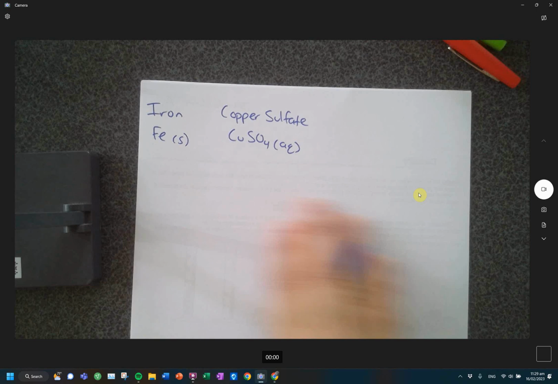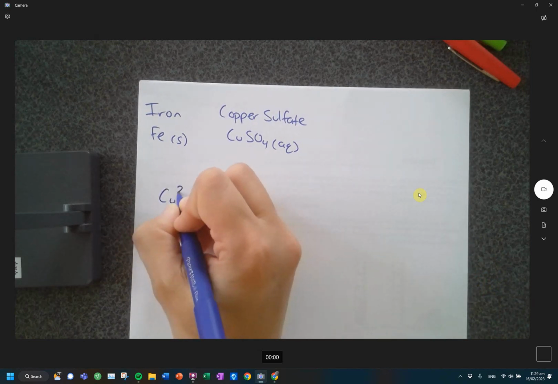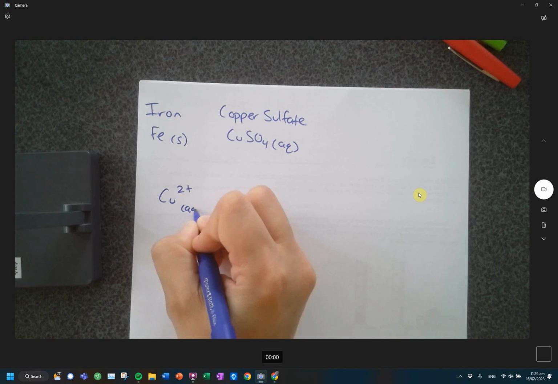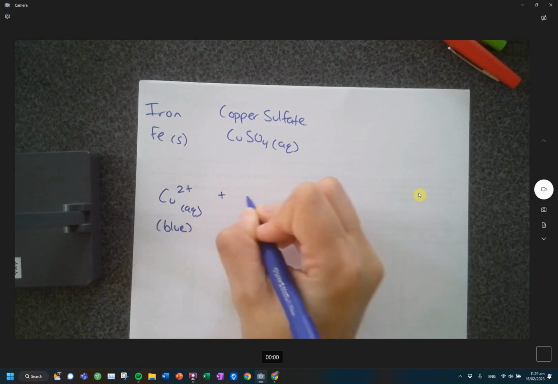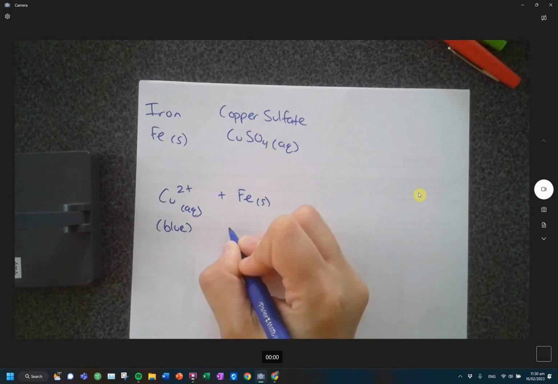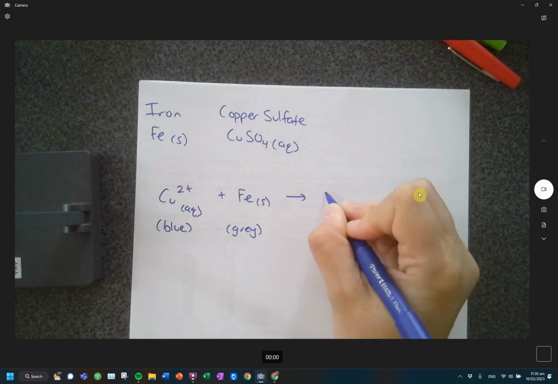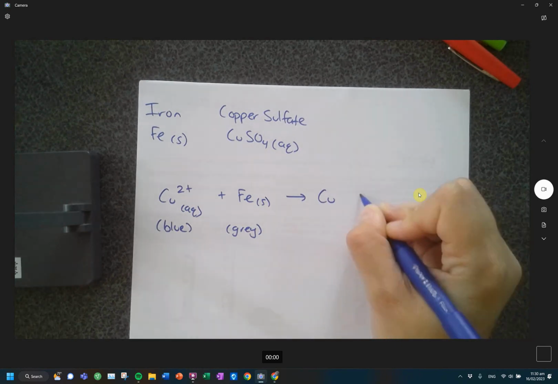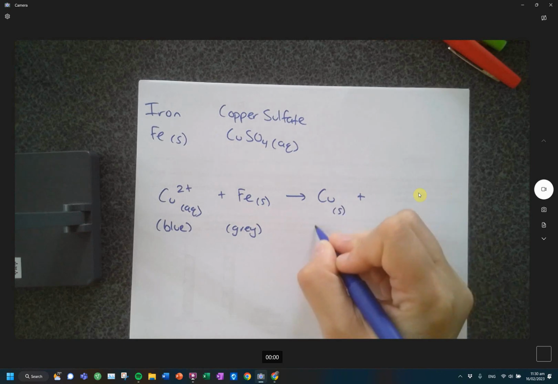So if I was to start writing my equation, I had copper, Cu2+, which is aqueous. That was blue. We had iron, Fe, which was solid, and that was a kind of gray. And then with that reaction, we saw Cu, and then we're going to figure out what the rest of that is. So that was solid now, and that was brown.